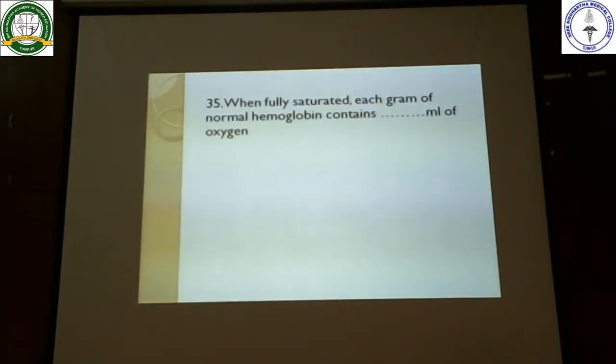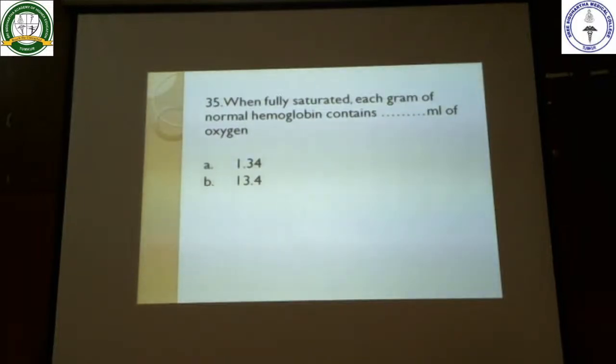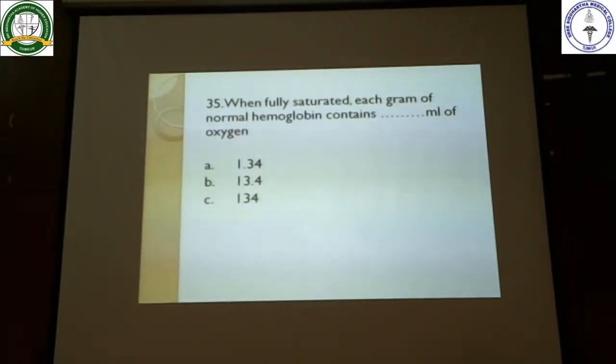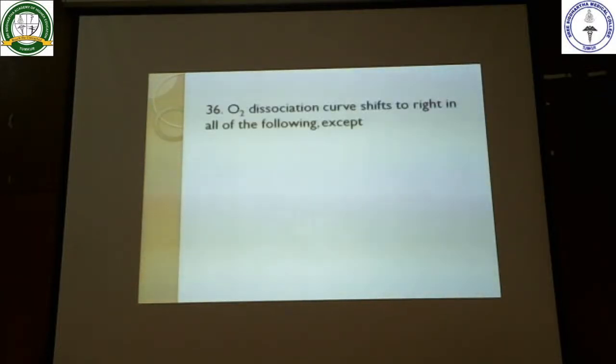Okay, when fully saturated, each gram of normal hemoglobin contains dash ml of oxygen: 1.34, 13.4, 134 ml, or 0.3 ml. So the answer is 1.34 ml. So each gram of hemoglobin will carry about 1.34 ml of oxygen with it.